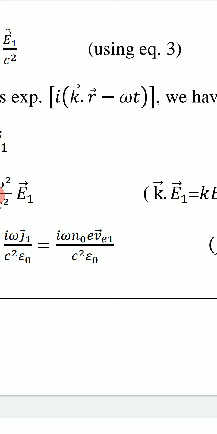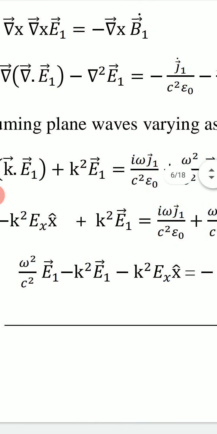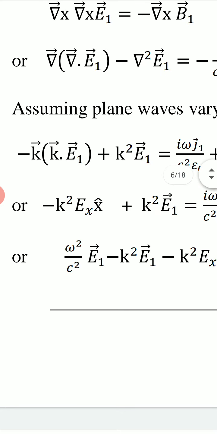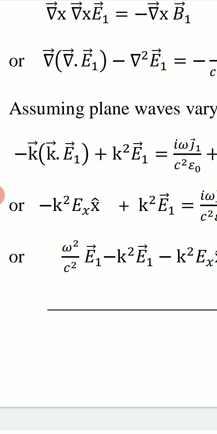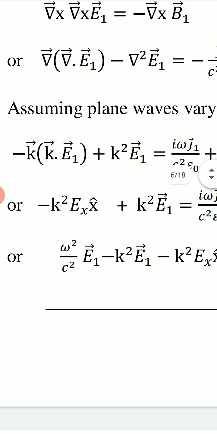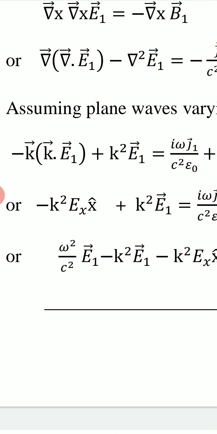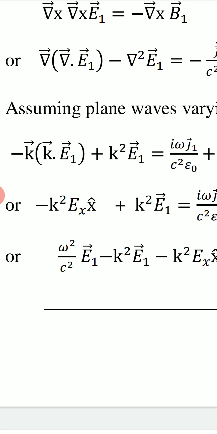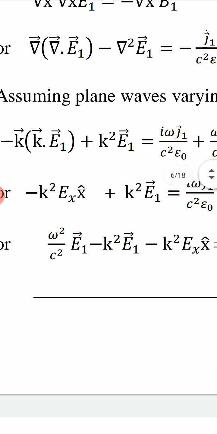Now writing del vector as i k vector and delta upon delta t as minus i omega, we can write this equation as, put del vector as i k vector. So we have i k vector, and inside the bracket we have i k vector dot E1 vector. i into i is i square, which is minus 1. So we have minus k vector times k vector dot E1 vector.